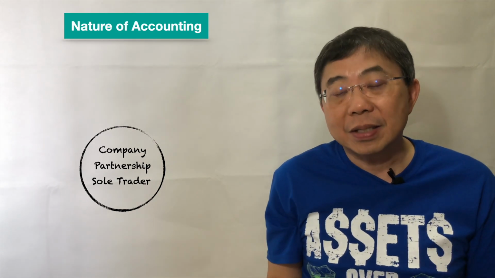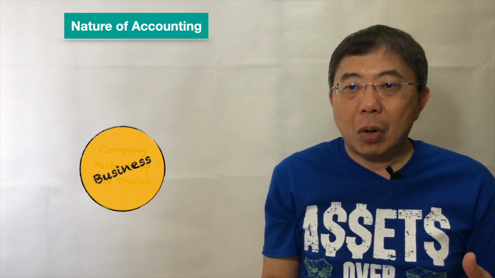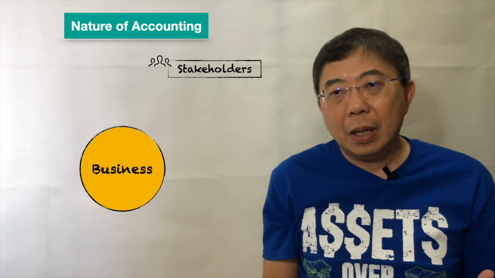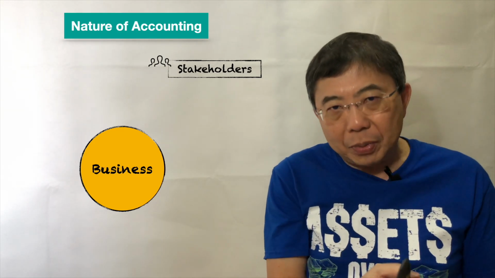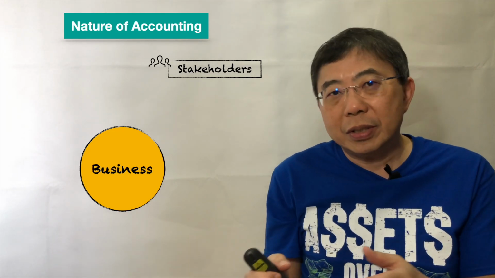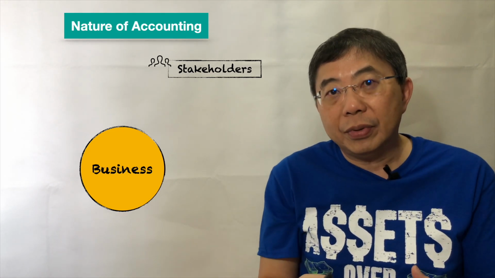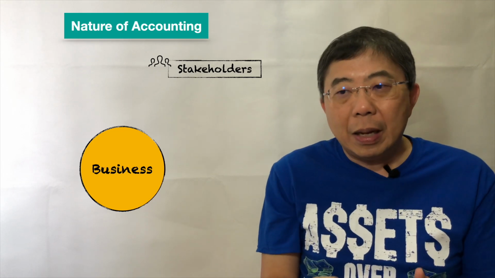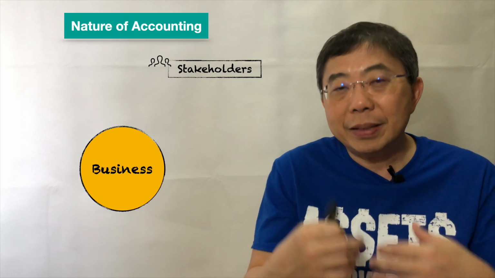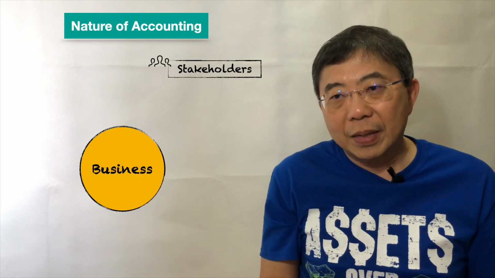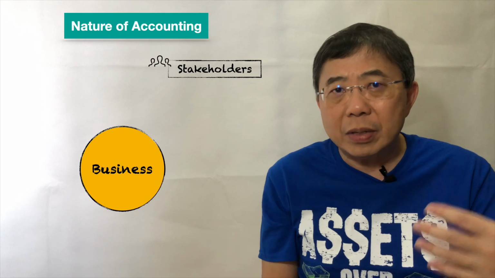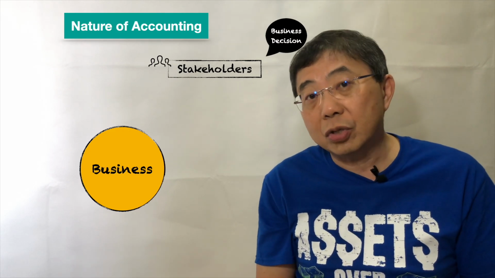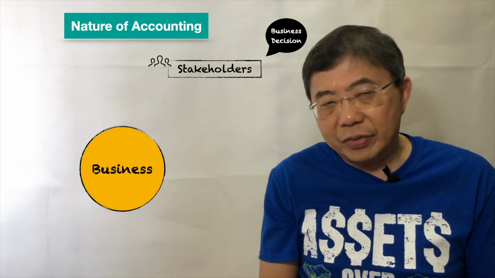Now that we have had a basic understanding of how business works, we can now explore the role of accounting in business. Now, all businesses, especially if you are a large company, will have stakeholders, right? Stakeholders are people or organizations that have an impact on the business or are impacted by the activities of the business. Now, these stakeholders will have to make quite varied types of business decisions. Let me give you some examples.